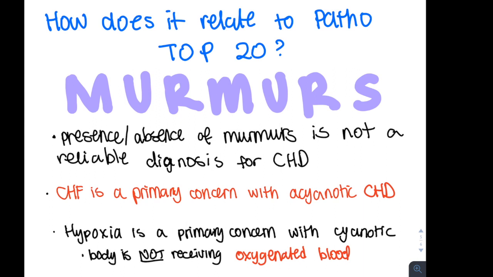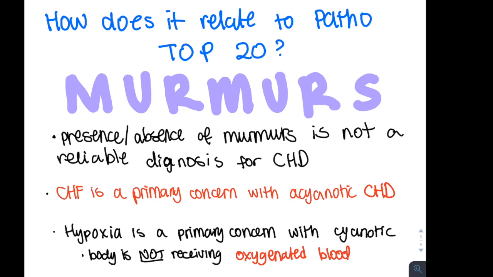Okay, so how does this relate to the top 20 patho that we've been talking about in class? Well, the number one thing is probably going to be the murmurs, because congenital heart defects have issues with stenotic valves and stuff like that. However, you can't diagnose a baby with CHD based solely on the presence or absence of a murmur. However, the nature of the murmur, if it's harsh or blowing, along with the other heart sounds, is useful in differentiating between mild defects and severe abnormalities. Also, the age of the infant when the first murmur is heard is very helpful.